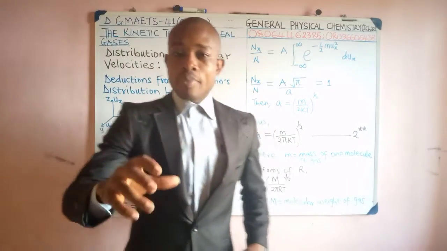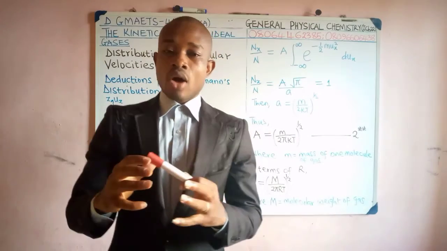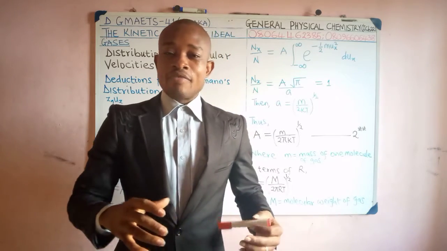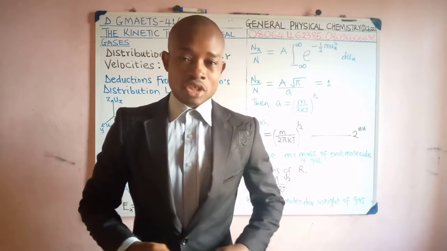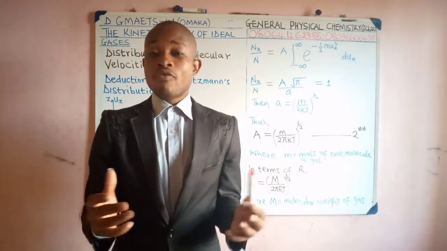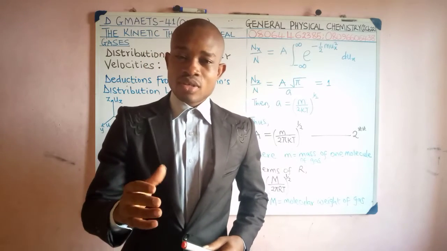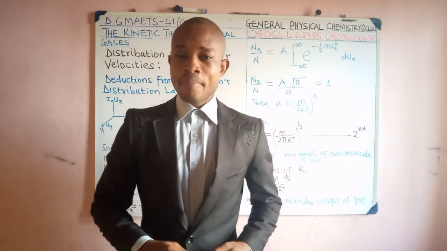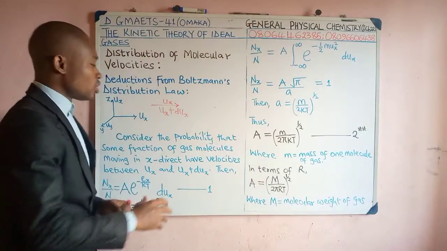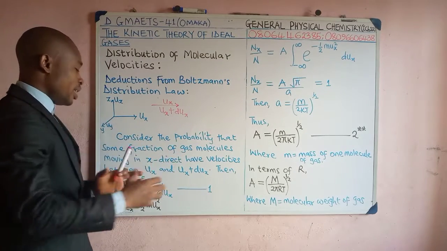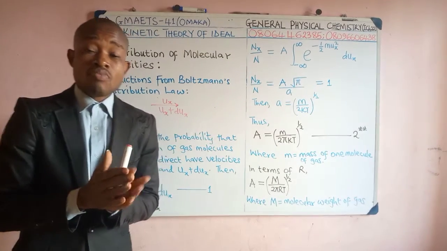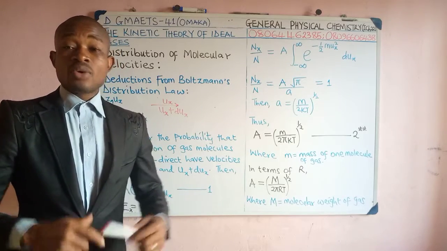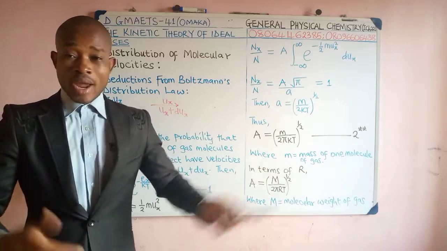Now that we've established the fraction of molecules occupying any given energy state, and we have also determined the partition function, that is the sum over states, we now want to deduce the pre-exponential factor value, that is the frequency factor value, right? Now to do this, we are going to consider the probability that some fraction of gas molecules are moving in, say, the x direction. We'll start our analysis with the x direction. Whatever we get, we can now convert to other directions, y and z.